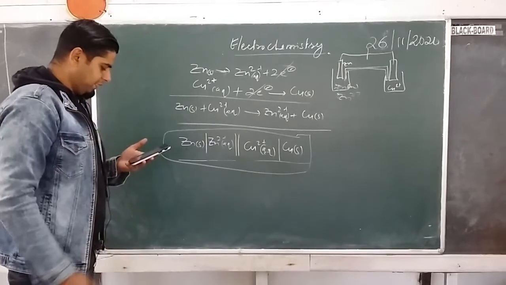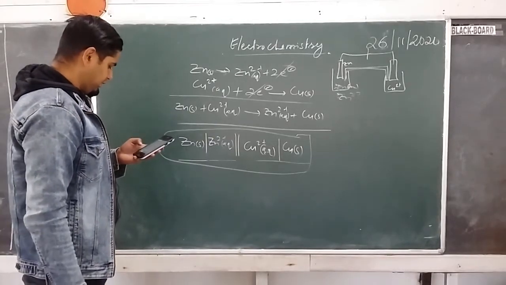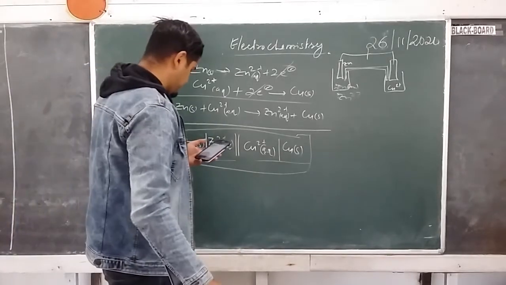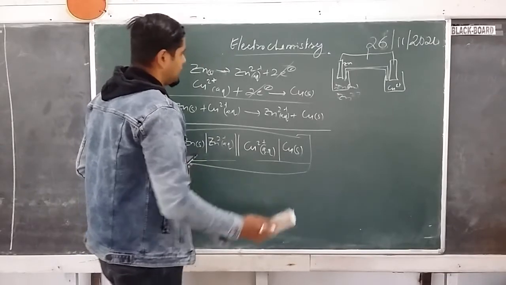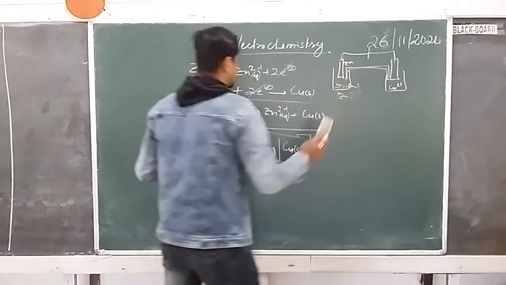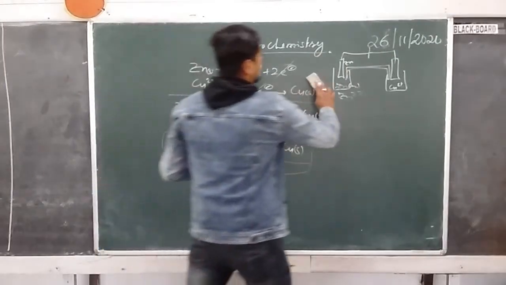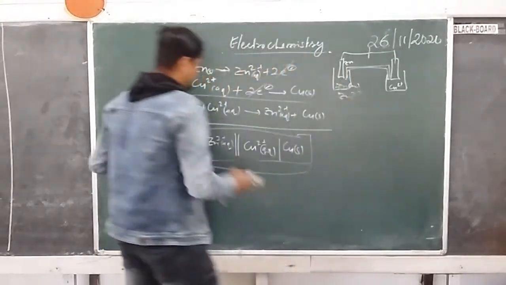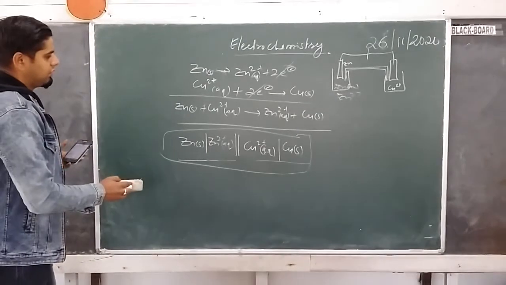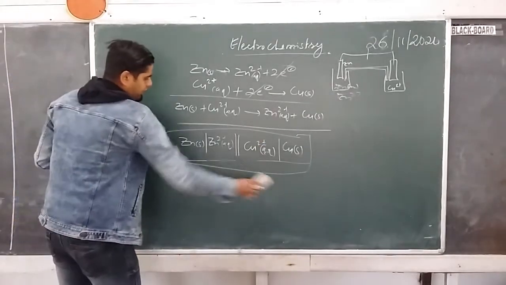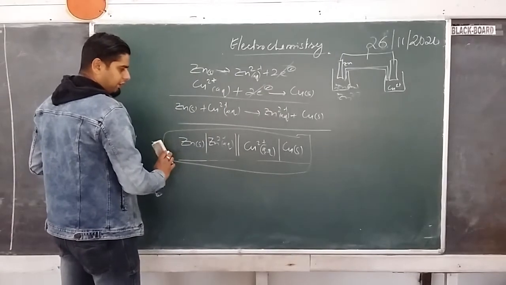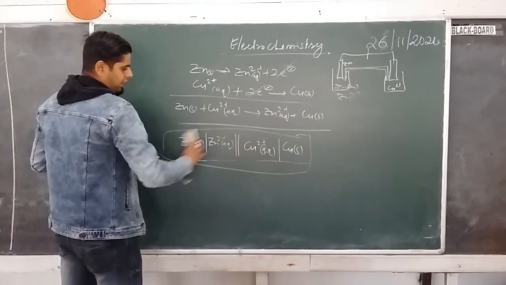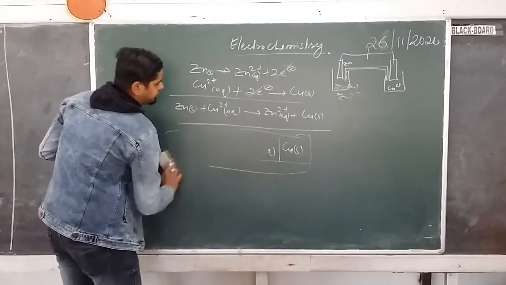Okay, got it? Suppose I give you another example. You try to draw this at home. First, take a screenshot of this. Now this is the way of expression of a galvanic cell, for different electrodes and electrolytes.